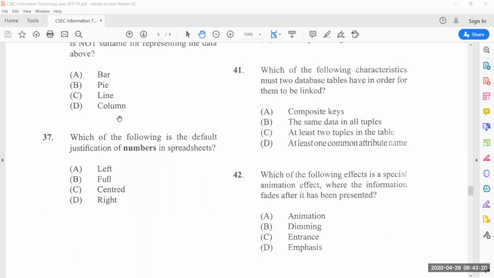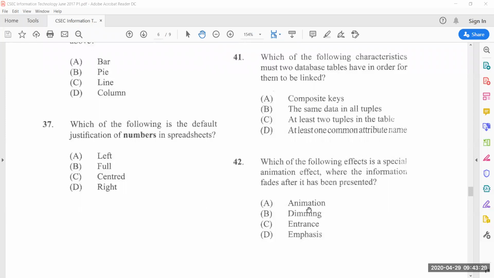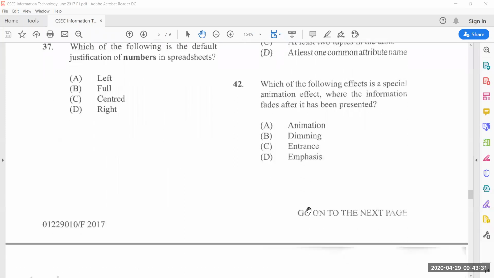So I'll say the most appropriate one for this is composite keys. Okay. Right. 42. Which of the following effects is a special animation effect where the information fades after it has been presented?